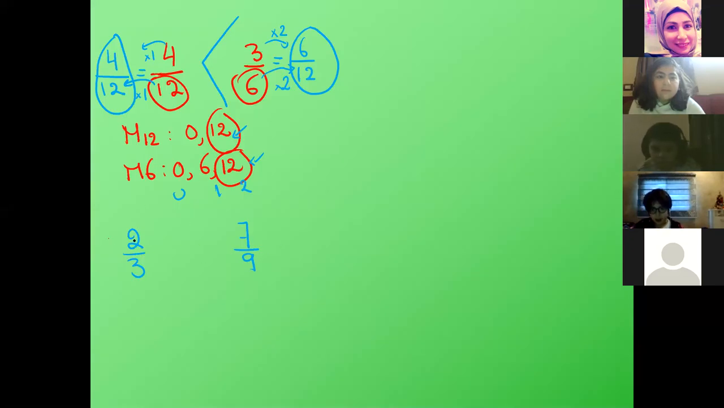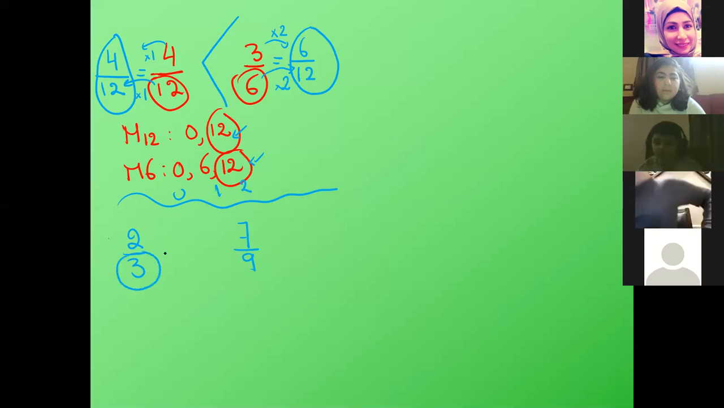2/3 and 7/9. Different numerators, different denominators. What shall I do? The multiples of 3 and of 9. What are the multiples of 3?